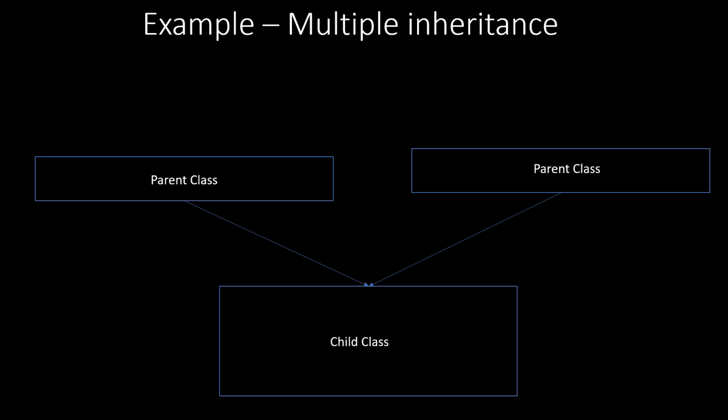And then we have multiple inheritance. We have two parent classes with one child class. So we can have two parent classes that are connected with the child class. So this is the multiple inheritance. Okay.